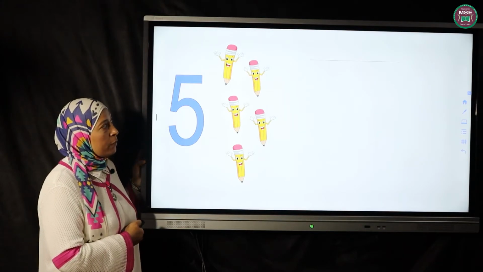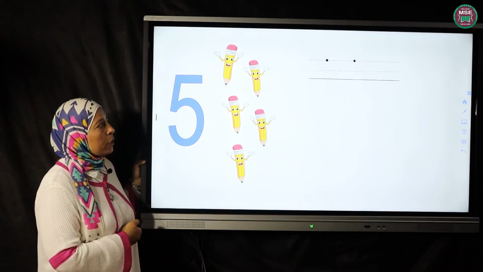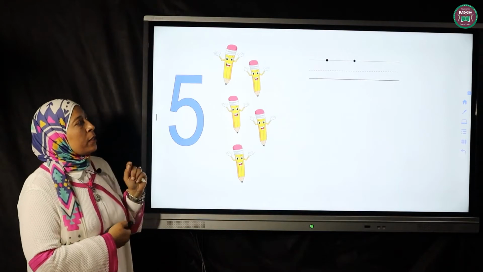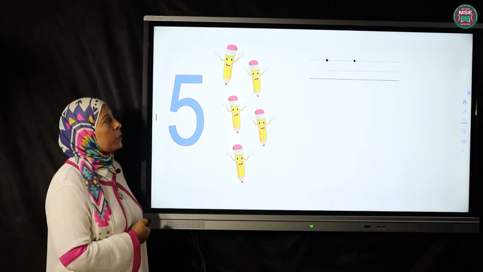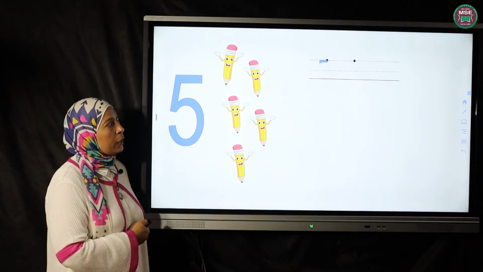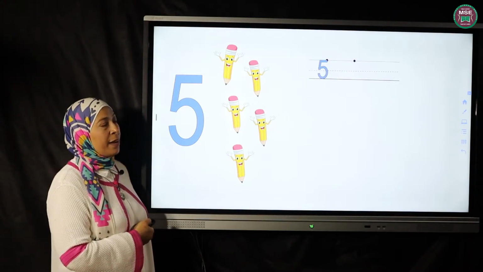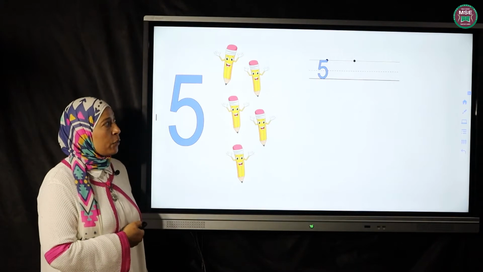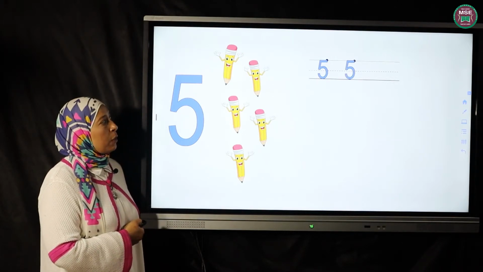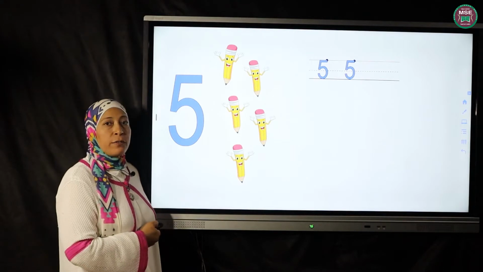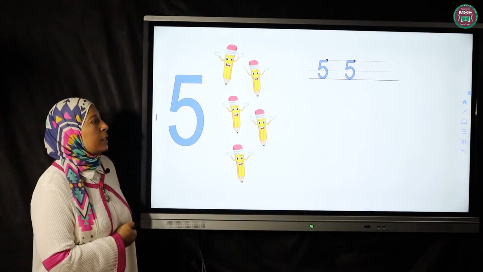To write number 5, let's draw our lines. Here is the starting point. We put our pencils on the starting point and then you go dash on the first line, down, and then have a circle from the second line to the third line. Dash, down, round.